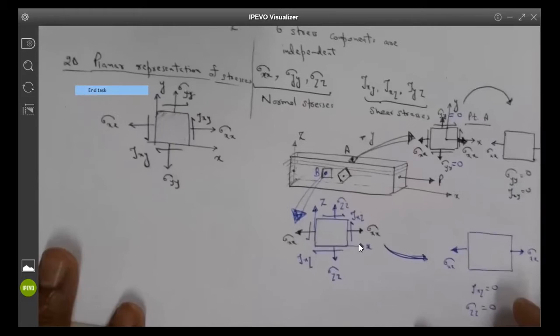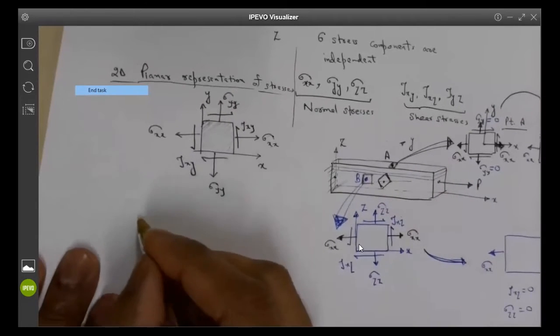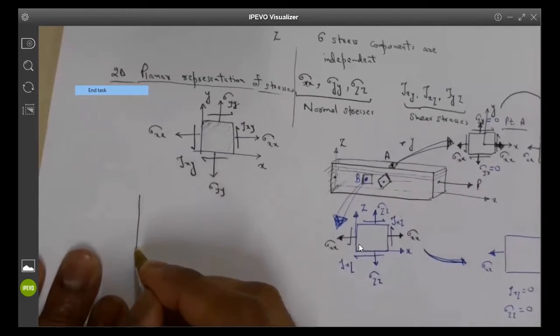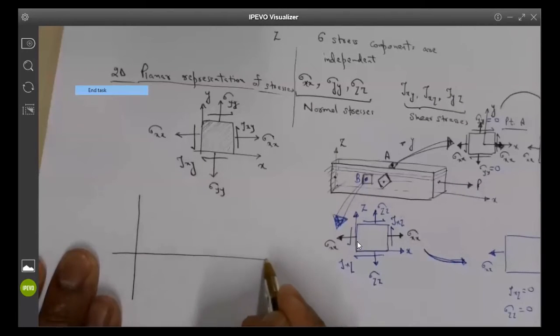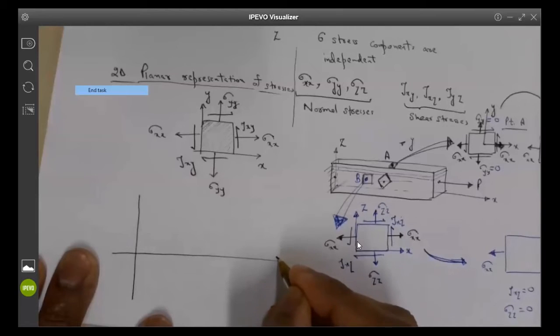And there we actually need the Mohr circle concept. I don't know how many of you remember or have seen the Mohr circle, but what we are going to do today is basically see how we can quickly plot a Mohr circle.